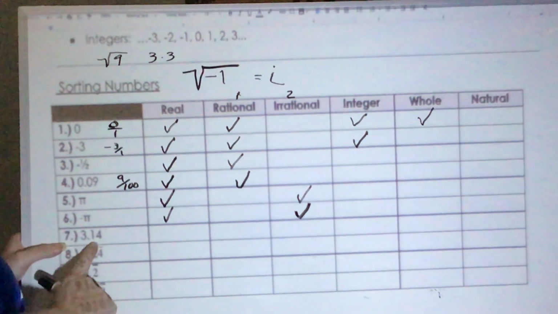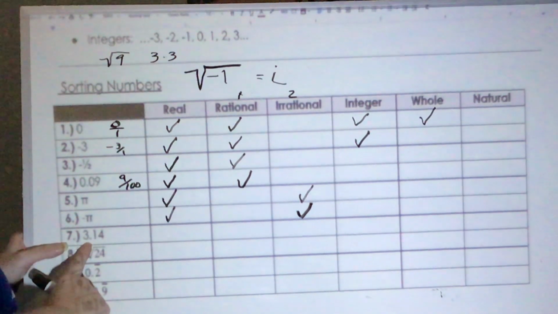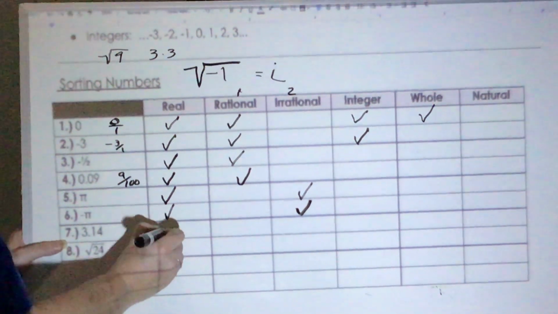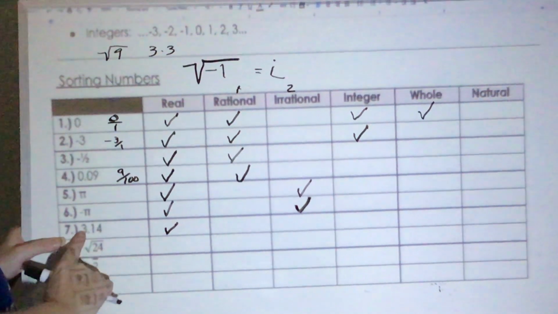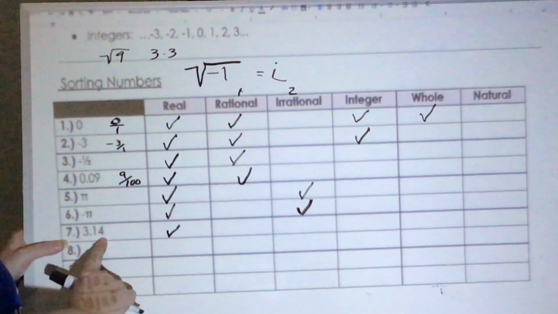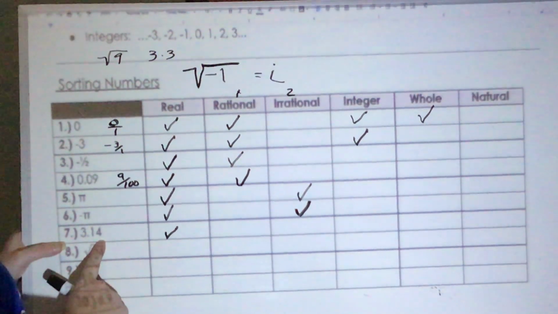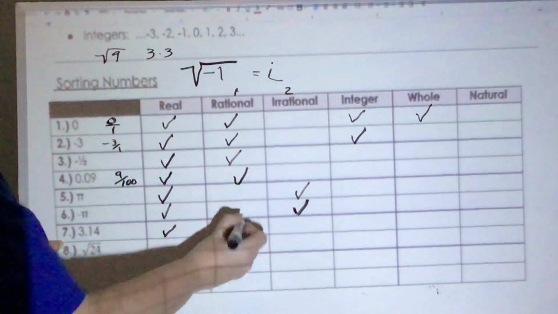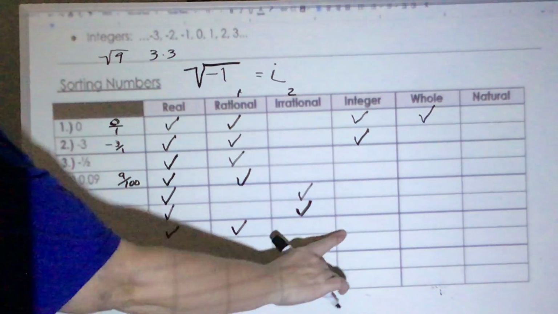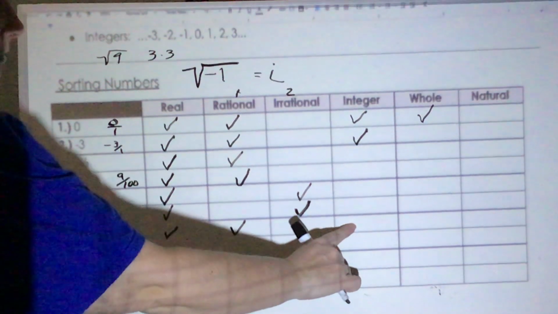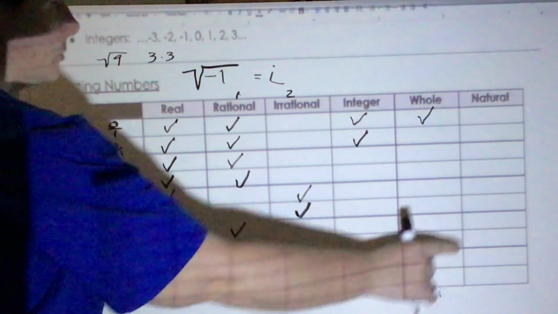3.14 is not pi, it's a rounded decimal number. It is real, but because it ends, we can write it as a fraction, so it is rational. But because it has a decimal part to it, it's not an integer, it's not a whole, and it's not a natural.